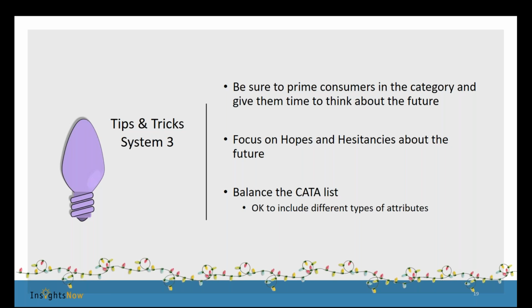And instead of thinking about positives and negatives like product attributes, we think about hopes and hesitancies. Hope that this product will help me do blank, or concern that it will be messy in a social situation. And finally, in System 3, it's okay to use longer descriptions and different types of attributes together.